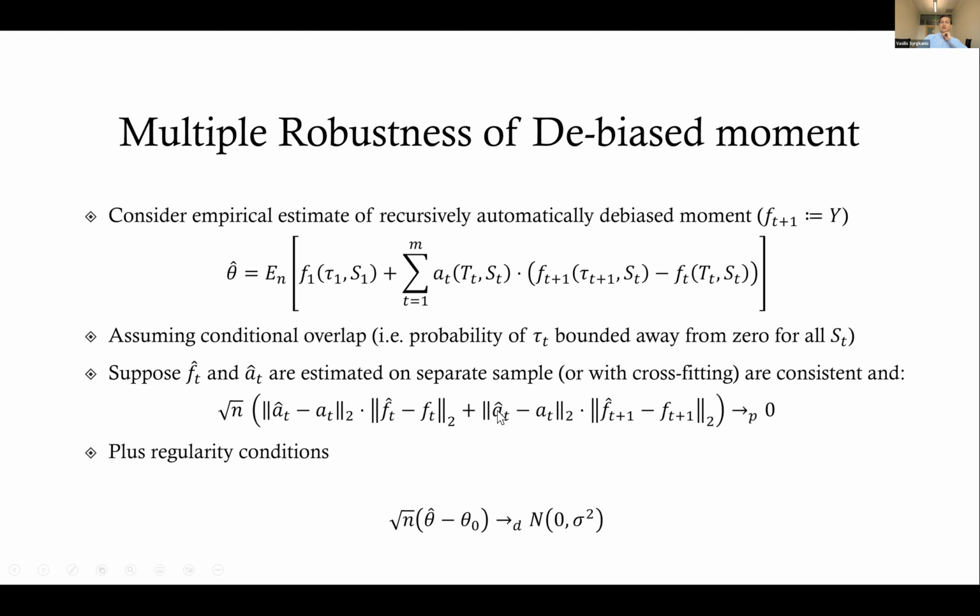And you also need the Riesz representer at time t and the regression function at time t plus 1 to go down at 1 over root n rates. So you have an extra term over here.